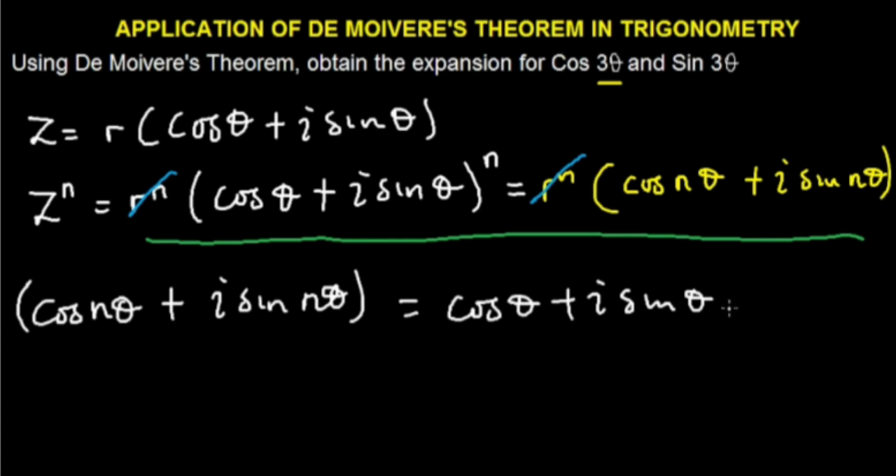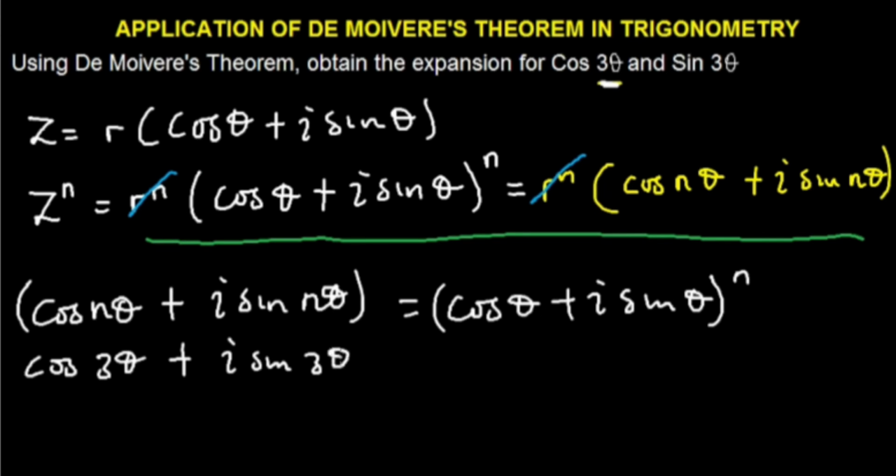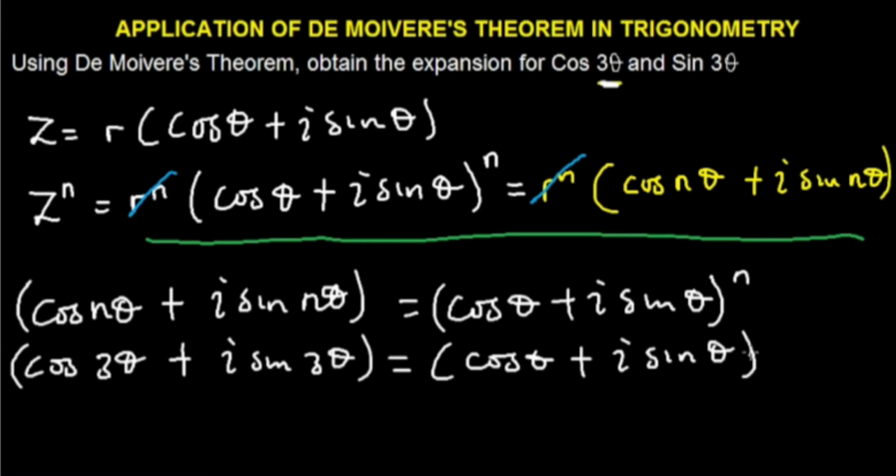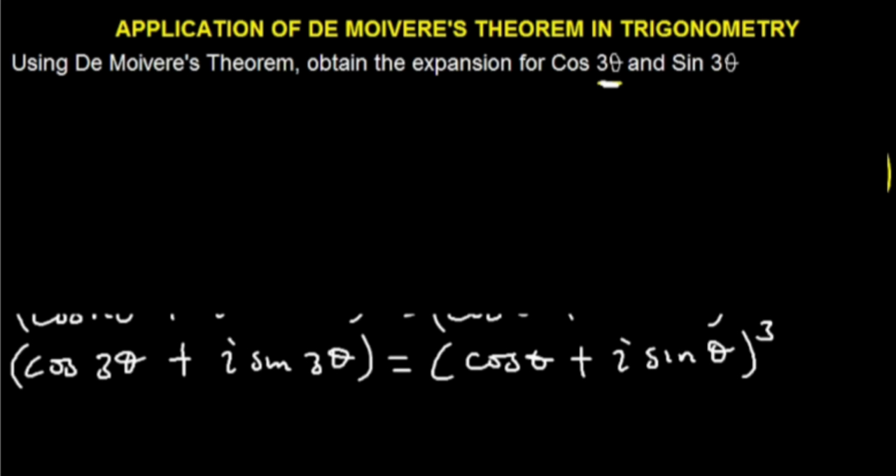All right, so having done this, our power here is 3 because we are dealing with 3 theta. So I will say that cos 3 theta plus i sin 3 theta is definitely equal to cos theta plus i sin theta to the power of 3. So we start from here. Let's clear the other part so we can have enough space to work with.